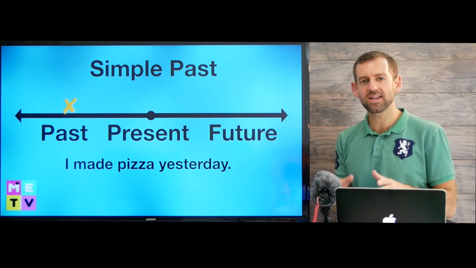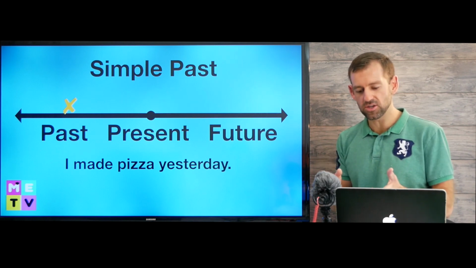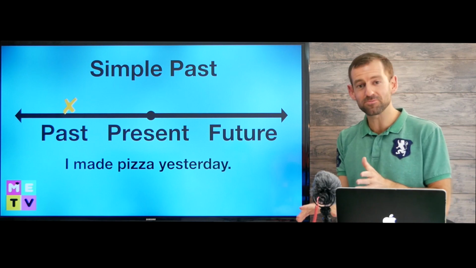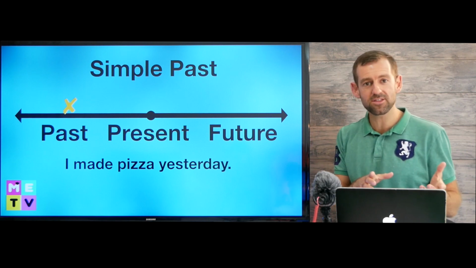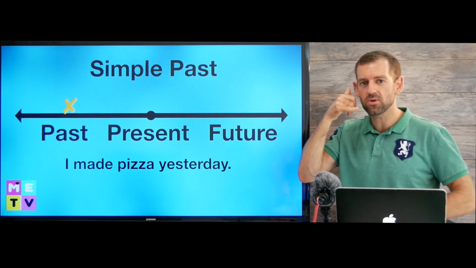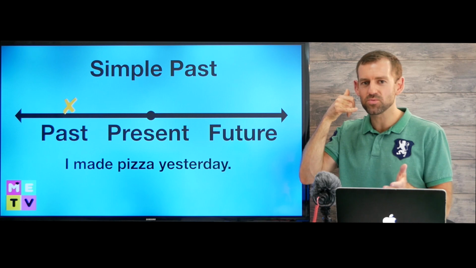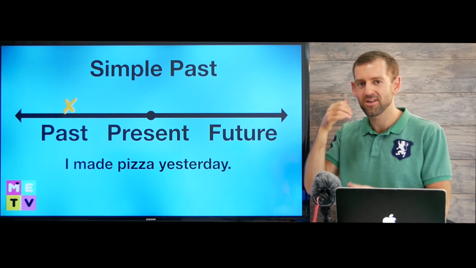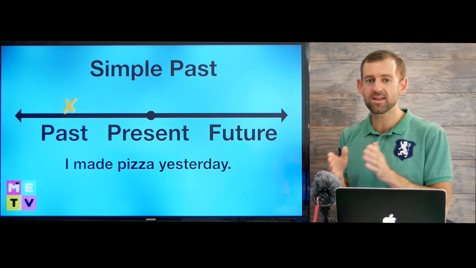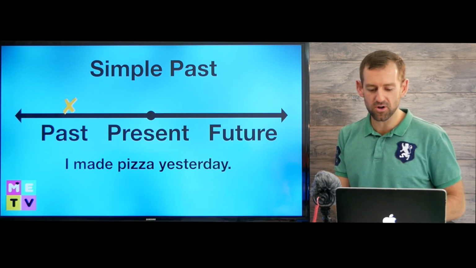So let's say I'm making pizza right now and you try calling me, but my hands are dirty and I don't want to touch my phone. Okay, so after I'm finished making the pizza, I wash my hands and then I'll give you a call and say, hey, sorry, I was making pizza. My hands were dirty and I didn't want to touch my phone. Okay, did you hear that? I used the past continuous tense. I was making pizza when you called.